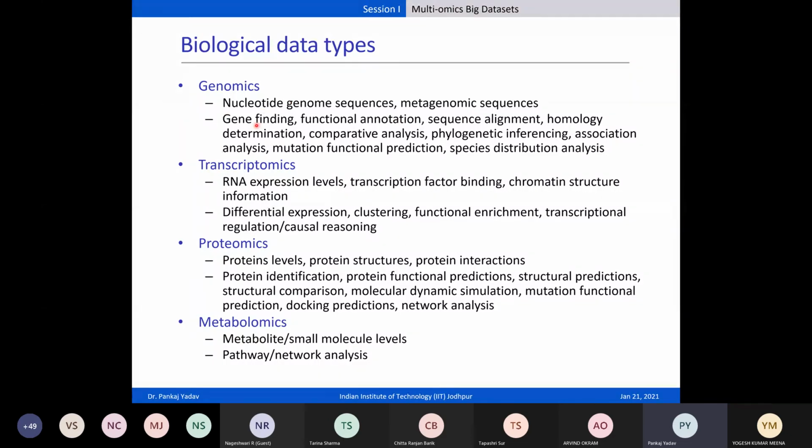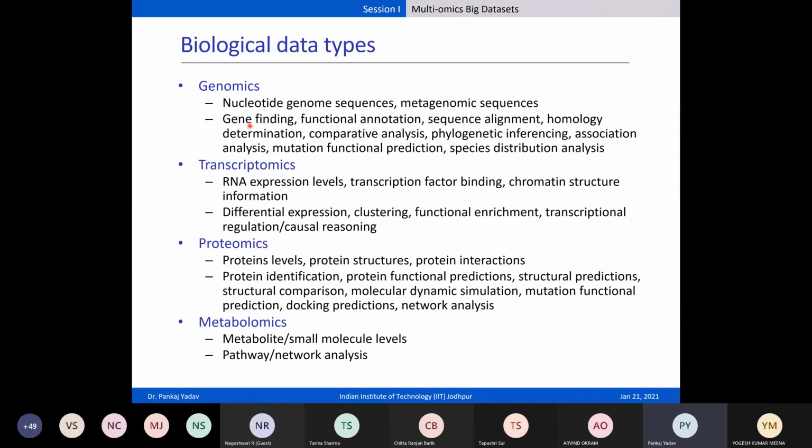And then what kind of work can be done? With genomic data, we have already learned that we can do sequence alignment, comparison analysis, and develop phylogenetic trees. We can also do many other things. I only showed a few examples in our previous session 2.